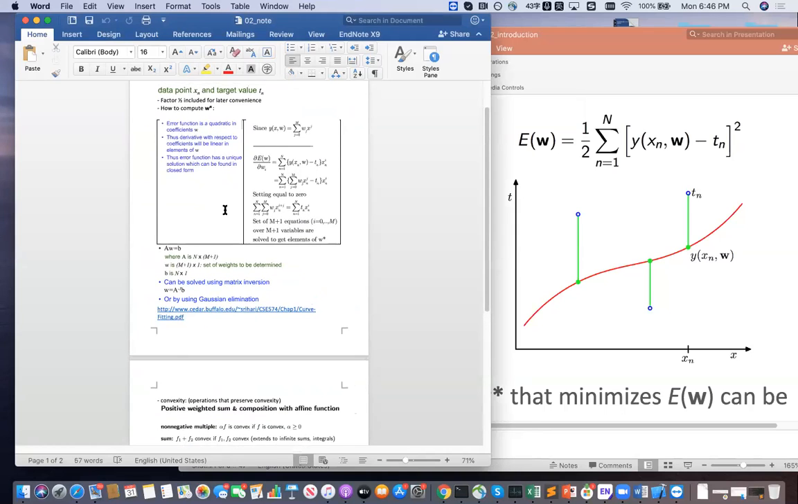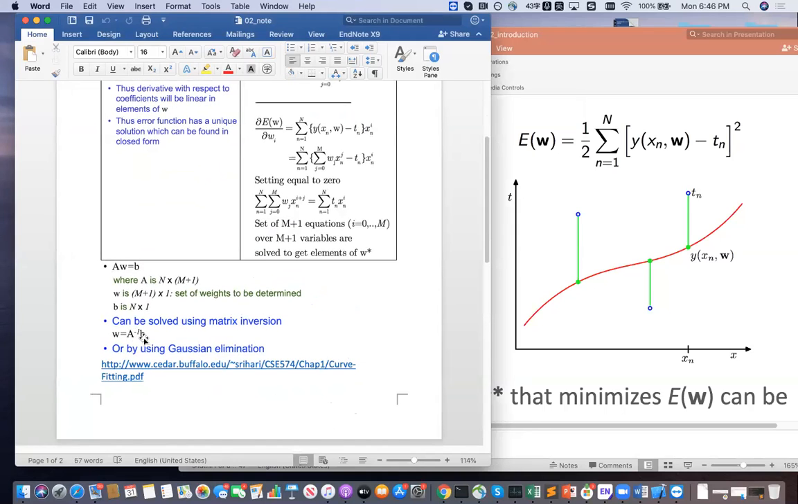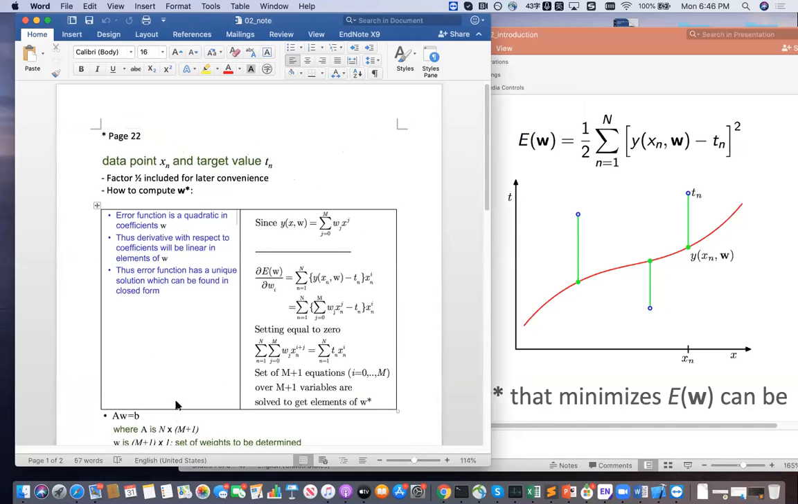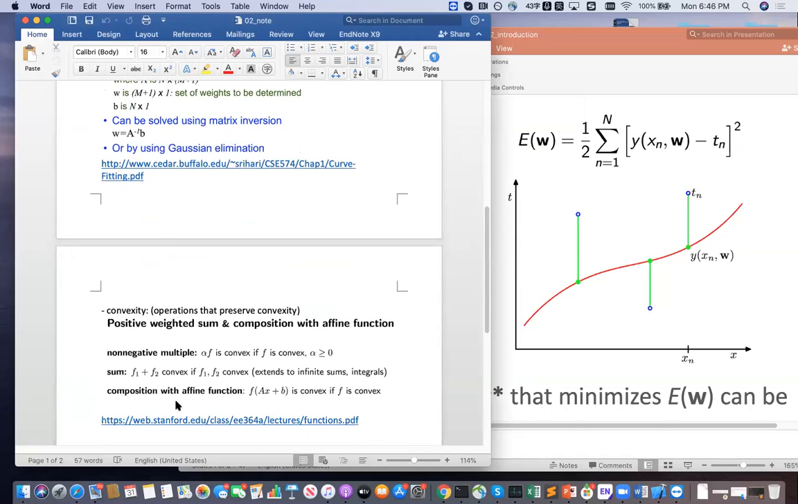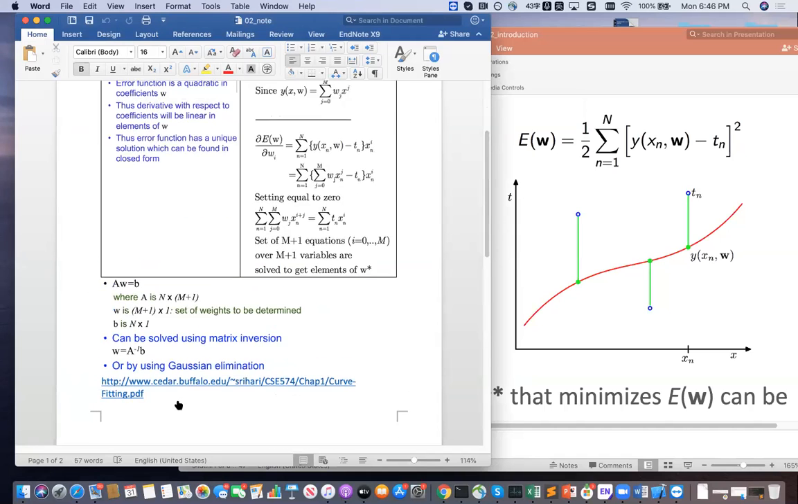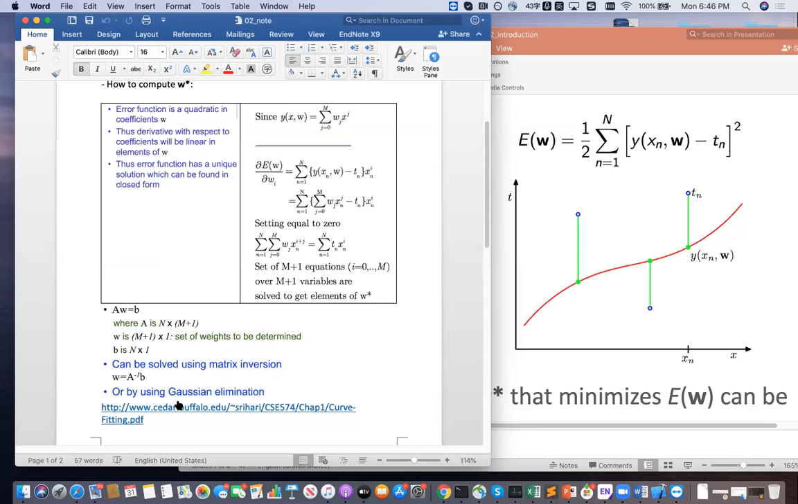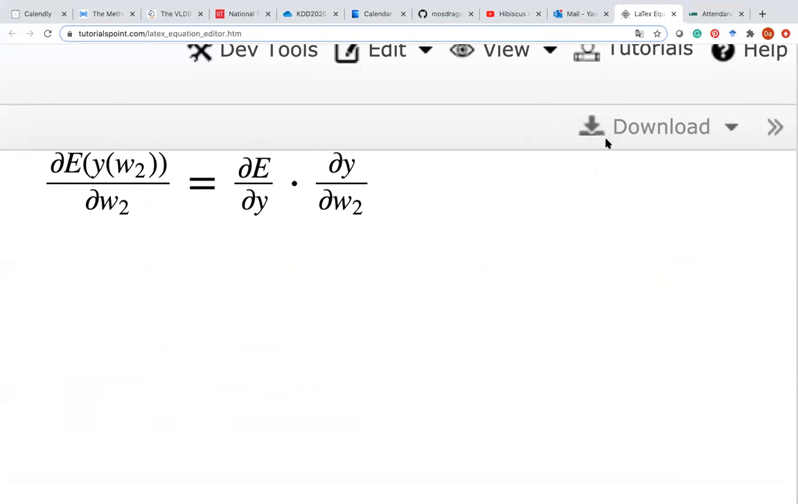So anyway, you can either use the inverse matrix or Gaussian elimination, and you will get this. Then these w's are what you have. But we have one part of the story that is not complete yet. This should be convex, right?